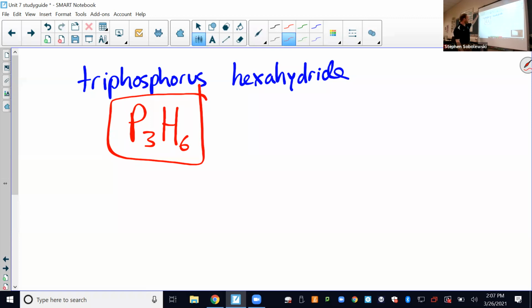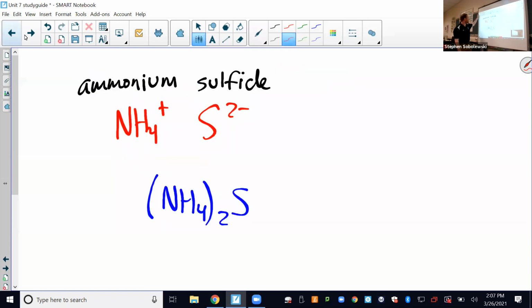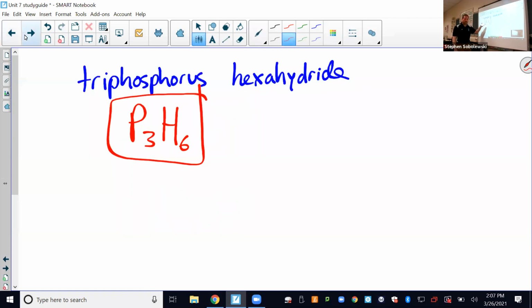Remember, for ionic compounds, you have to show them in their simplest form. Covalent, you cannot simplify this down. Because if you did simplify it down to PH2, well, that would be a different molecule. That would be phosphorus dihydride, as opposed to this one, which is a different molecule, law of multiple proportions, triphosphorus hexahydride.